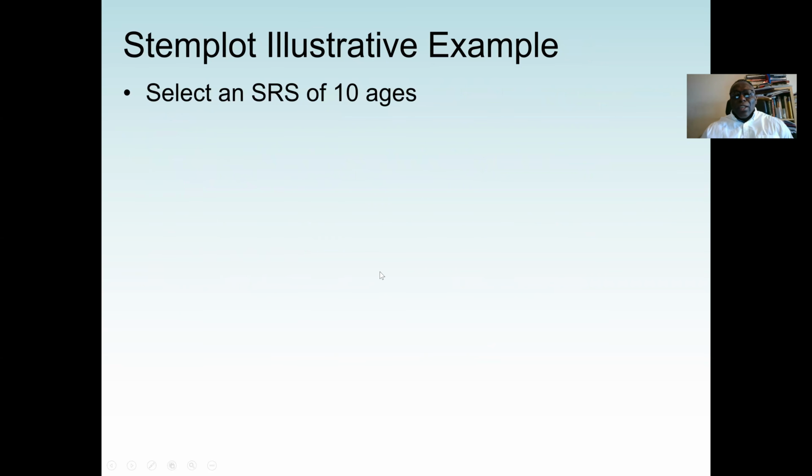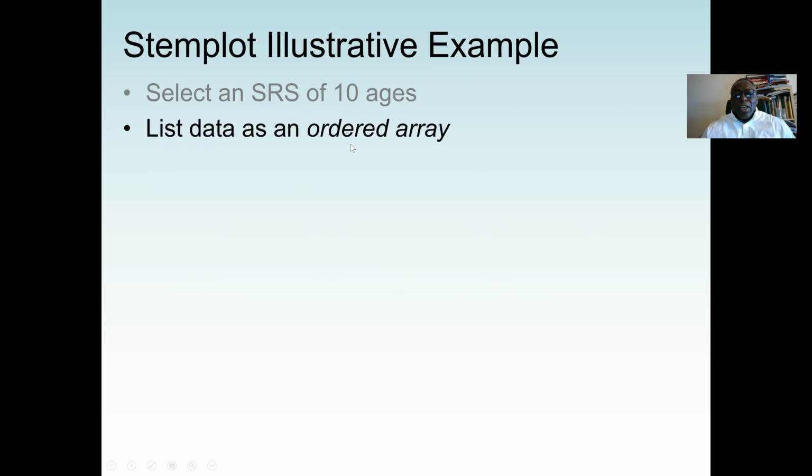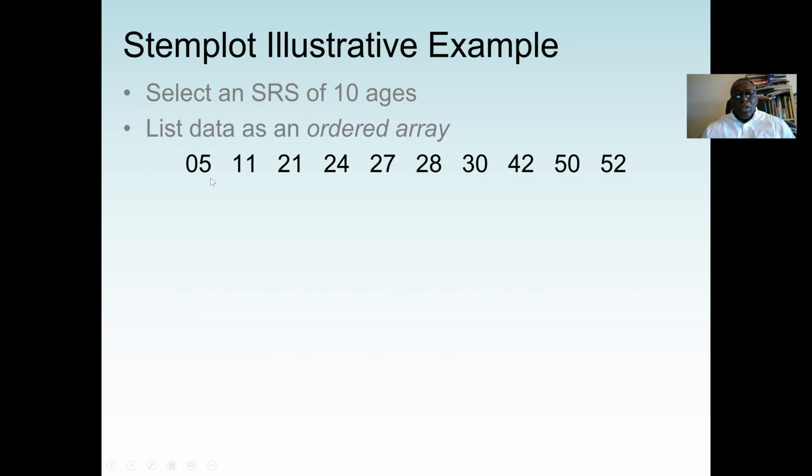So let's start with an example. Here we have an example of a sample. SRS stands for simple random sample. We took a sample of 10 different ages of patients, and we list the ages in order. The minimum age was 5, the maximum age was 52, and they are in order. So now we want to plot the stem and leaf.